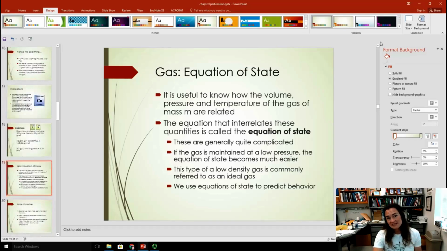Okay, so that leads into our next lecture, which I'll do in a separate video, discussing the ideal gas law and some simple applications of that.